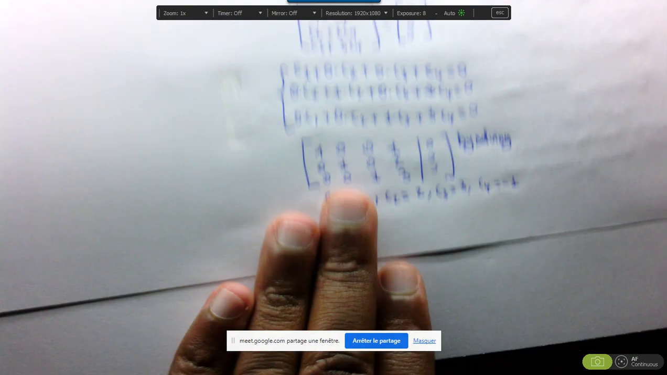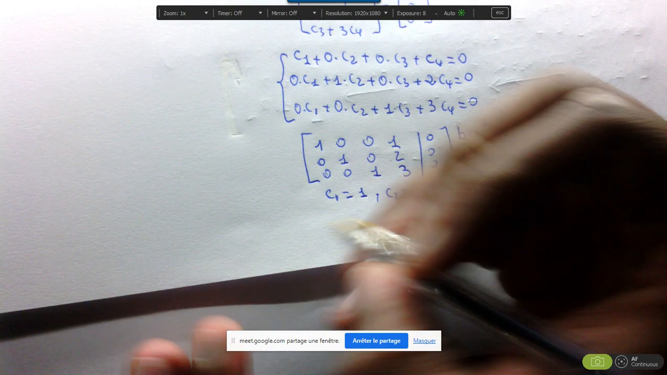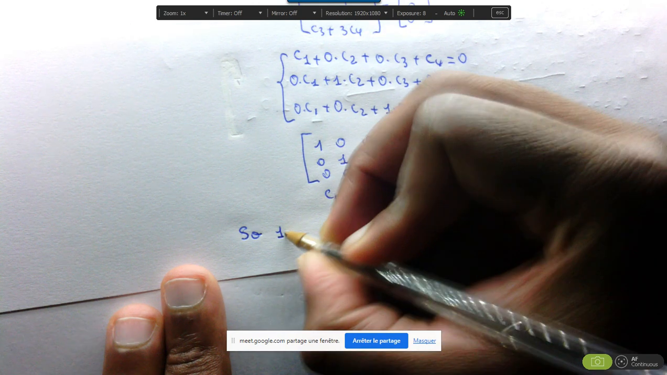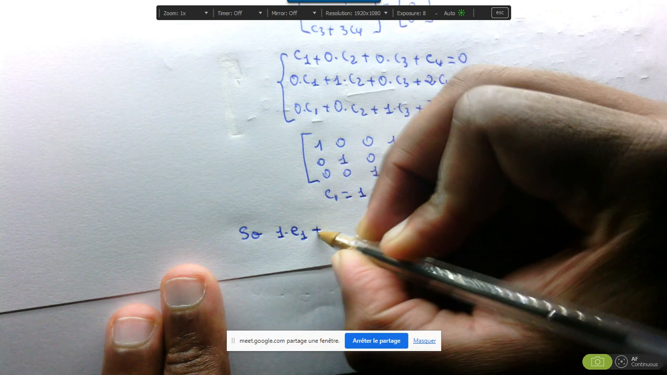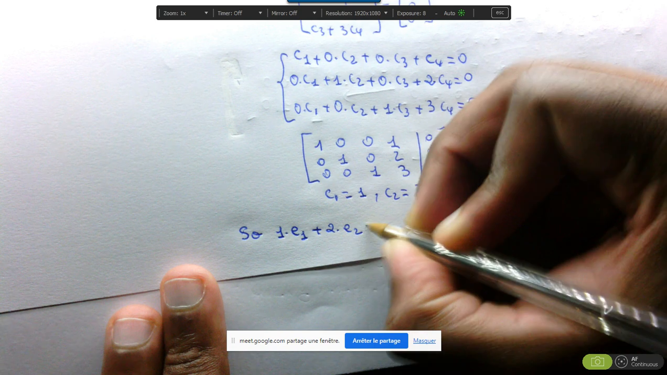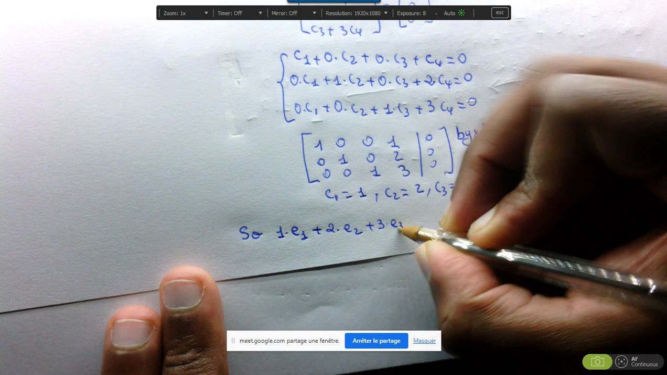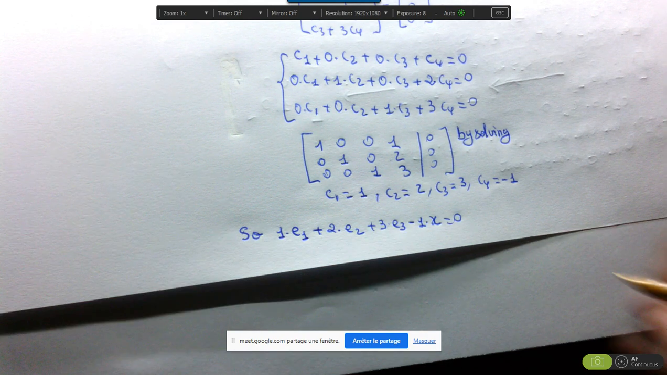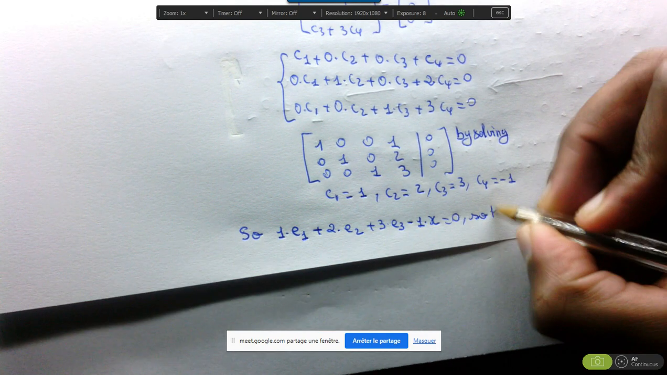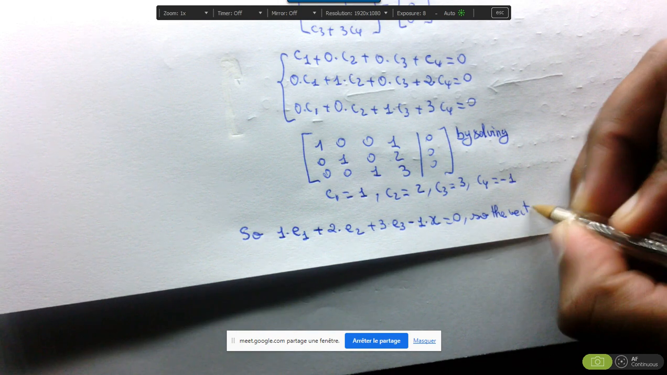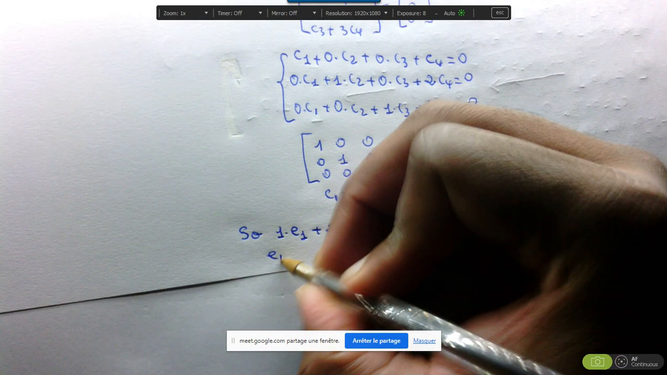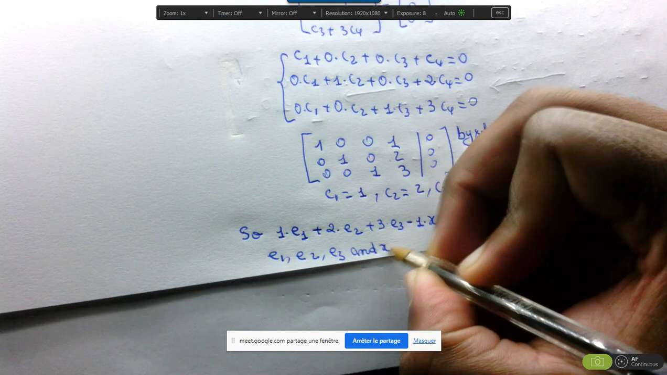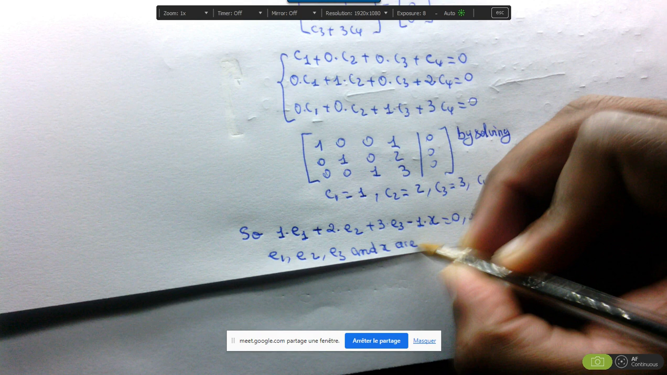So that means that I can find some values. So here I can have 1 times E1 plus 2 times E2 plus 3 times E3 minus 1 times X equal to 0. So the vectors E1, E2, E3 and X are linearly dependent.